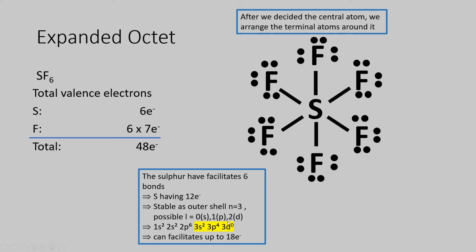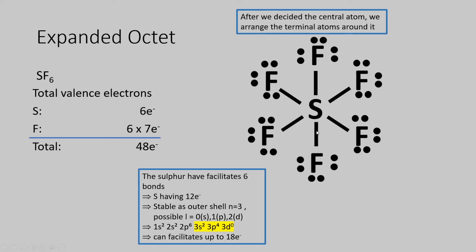Even though tak ada elektron pun dalam tu. Sebab kita isi sampai 3p kan. So, this empty 3D orbital kita boleh isi sampai 10 kan. D orbital boleh isi 10. That's why kita boleh ada more than 8 elektron. That's why it is possible to have 12. Kita boleh sampai 18 elektron pun dia boleh. So S is quite special.